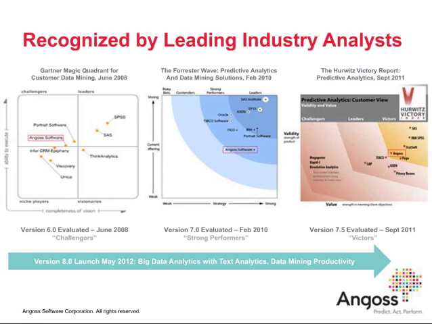And then most recently, Hurwitz found us a victor in the customer view segment of their predictive analytics survey as well. And that was on version 7.5, which came out last year. So now we've launched version 8. It came out in May, which includes all of the text analytics capabilities with the Lexalytics engine. And we're looking to see how that is perceived by the market, and we expect ourselves to continue moving up the rankings of these analysts, consistently recognizing our progress and functionality over the years.